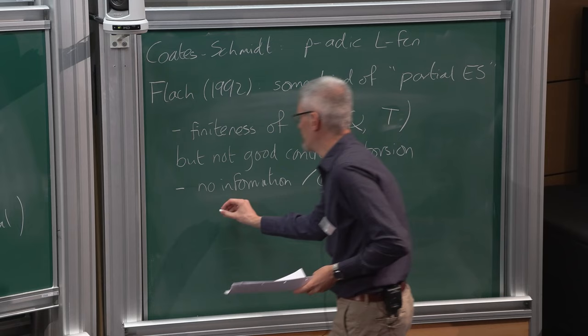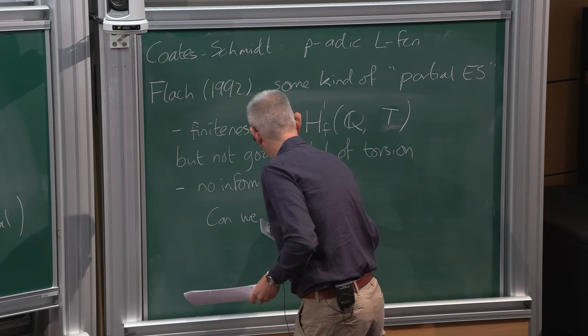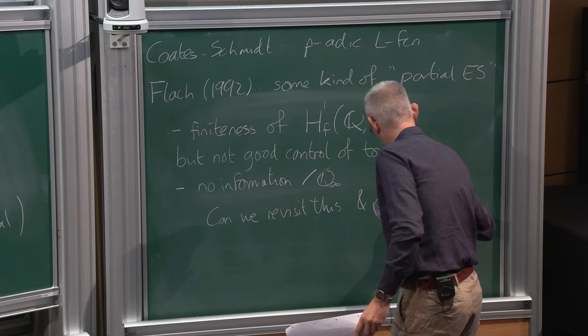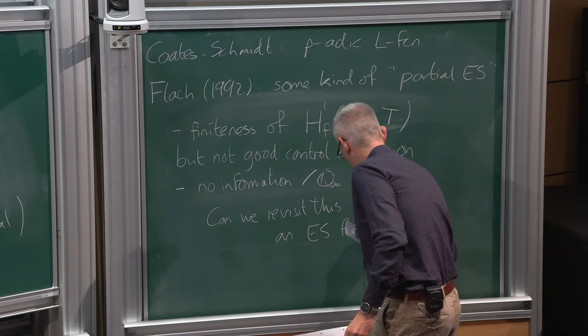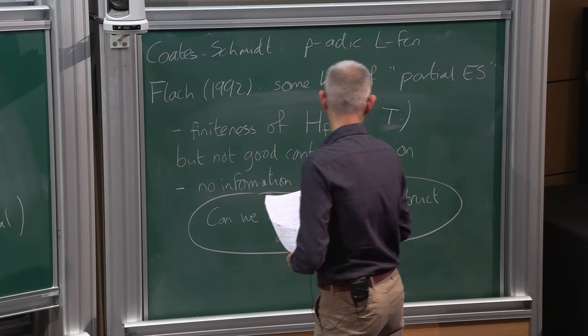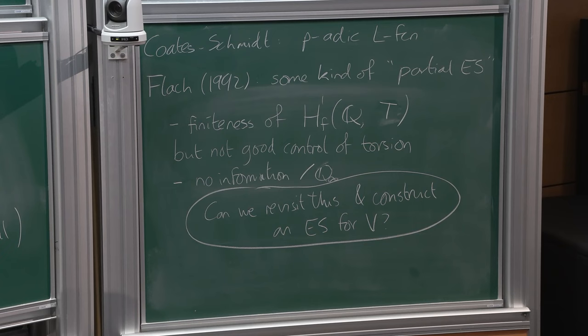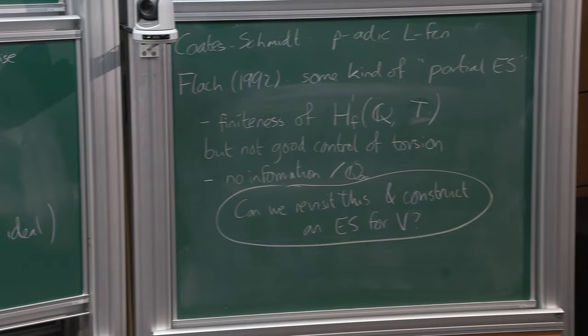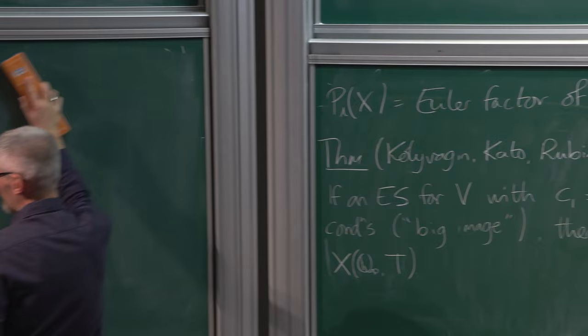So can we revisit this problem and construct an Euler system for V? That's the problem that I'm going to be discussing today, and I'm going to announce one way of solving this problem, not the only way, but a way that does seem to work. And I'll first describe an attempt that doesn't work and why it doesn't work.